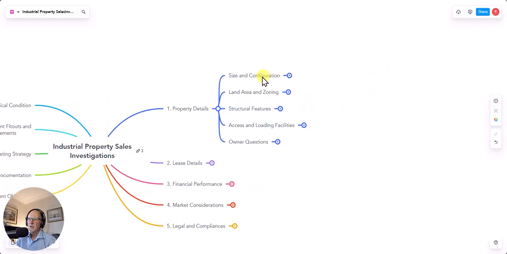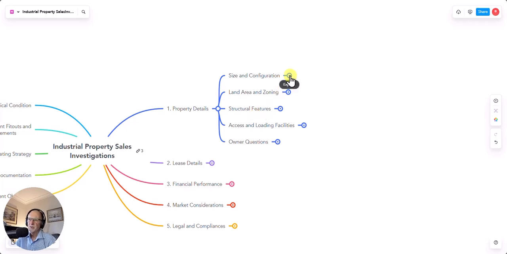I'll put some categories here for you. Size and configuration, of course, land area and zoning, structural features, access and loading facilities, and then owner questions. Now, in each one of these, there is a group of ideas to think about, some questions to raise. So let's have a look at them.